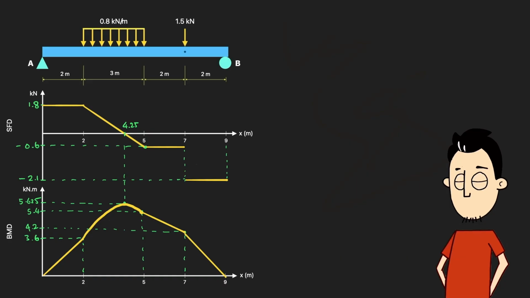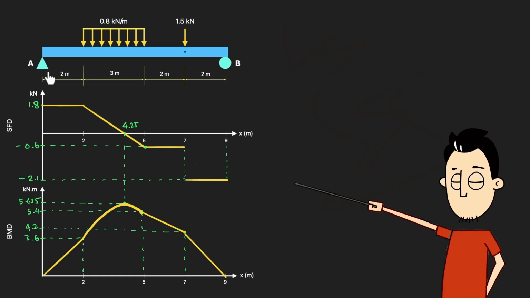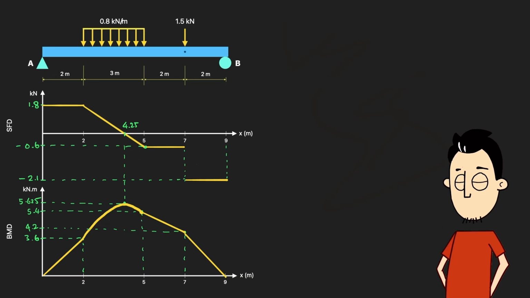Now it's your turn. Pause the video here and try reproducing this whole beam yourself from scratch. Support reactions, shear diagram, moment diagram, and find the position and magnitude of the maximum moment. Then come back and check your numbers against what's on the screen.